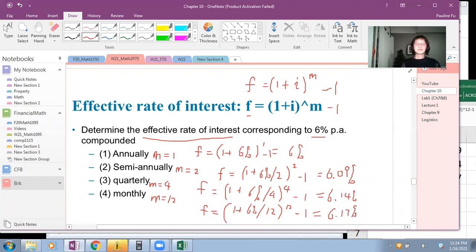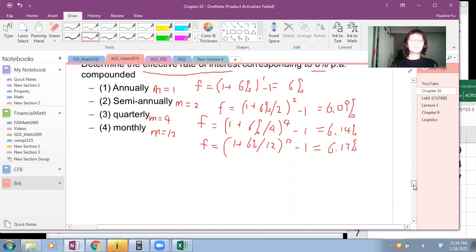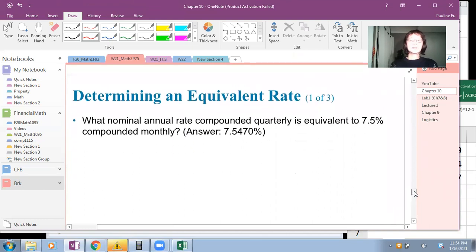Okay, so we calculated effective rate of interest based on different situations. Now, equivalent rate. What nominal annual rate compounded quarterly is equivalent to 7.5% compounded monthly? Okay. What nominal rate compounded quarterly is equivalent to 7.5% compounded monthly?